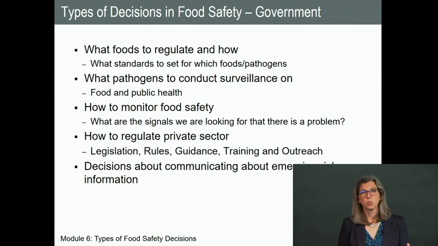Basically, what's the government's role in terms of incentivizing the private sector to make food safety decisions that are in the interest of the citizens of the country that you're working in? And finally, the last one is decisions about communicating about emerging risk information. So I talked about the signals that you might get.